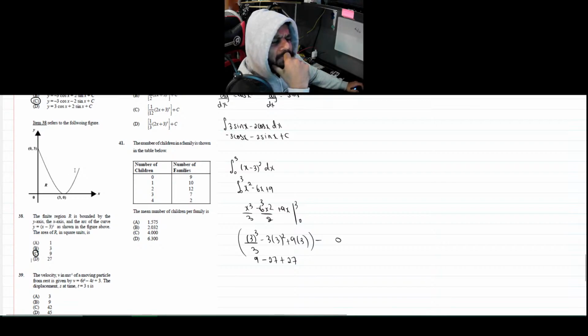Oh, very interesting. The area underneath a curve is a nice whole number, 9. Just an interesting question.